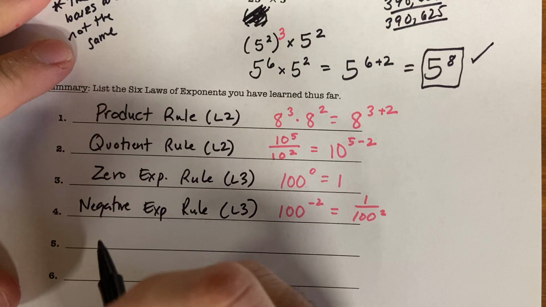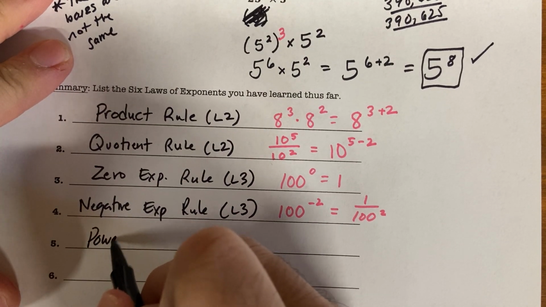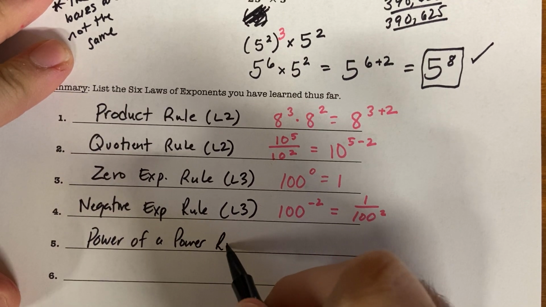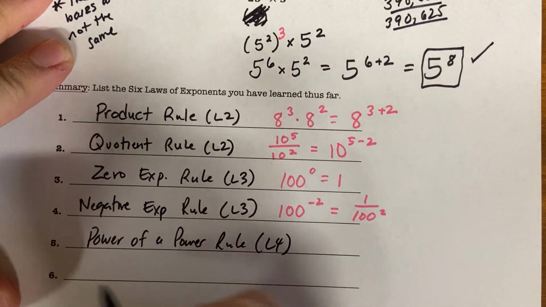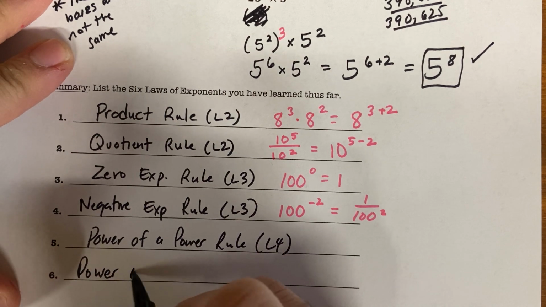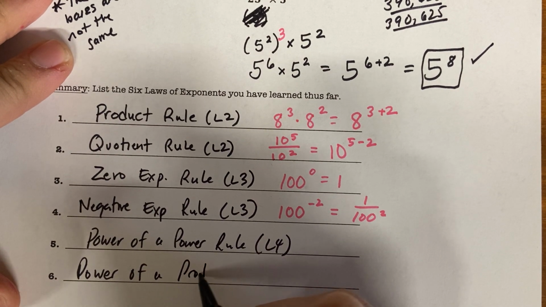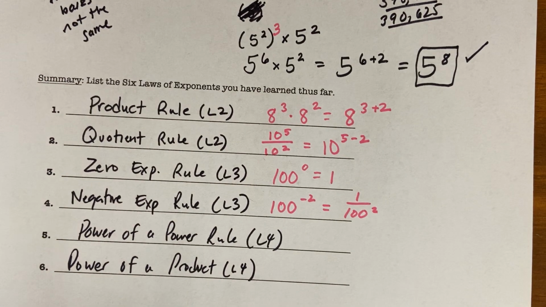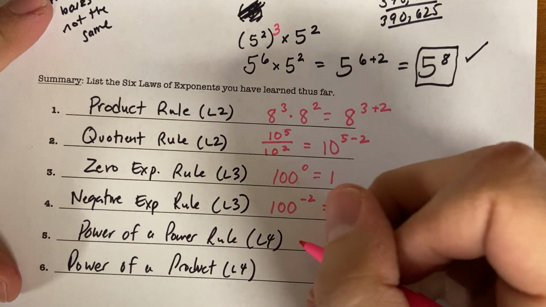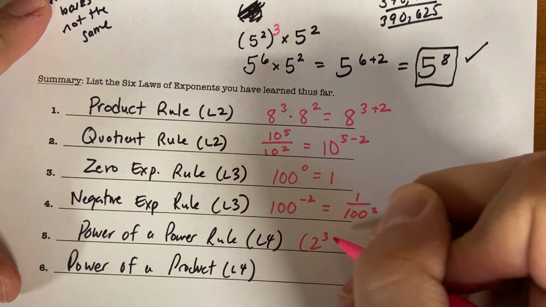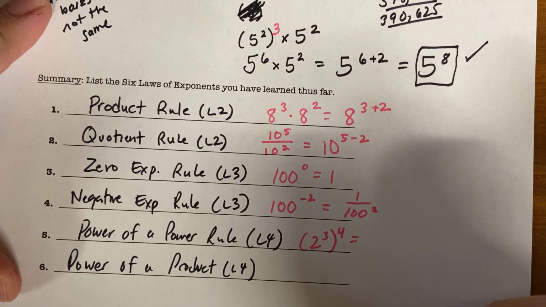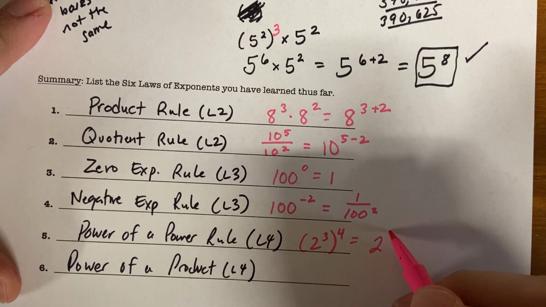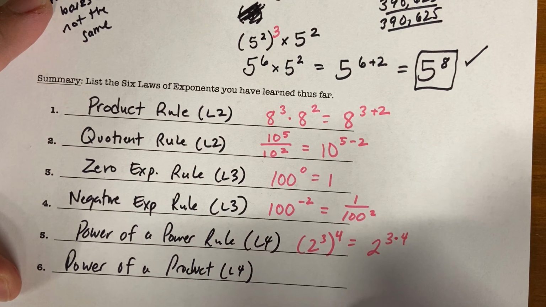Last 2 rules is what we covered today. We have power of a power and power of a product. So again, giving an example, if I have something like 2 to the 3rd to the 4th, I'm going to multiply the 3 and the 4 together. I multiply the exponents 3 times 4.